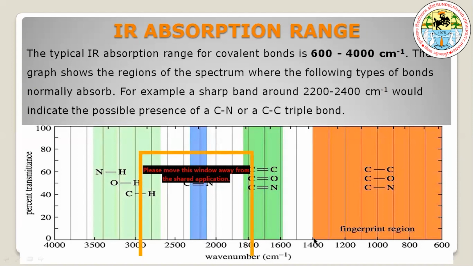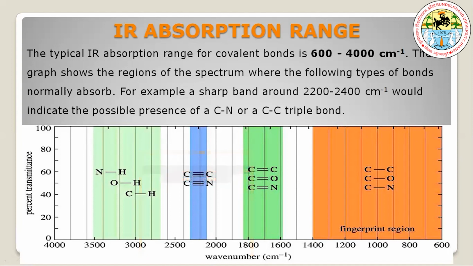The region which is called the fingerprint region is confined to 1400 centimeter inverse to 600 centimeter inverse, or sometimes it is 400 centimeter inverse also. In the fingerprint region, if the peaks are the same as the spectra of another compound, then both the compounds are the same. That's why this region is called the fingerprint region. And for the vibrations associated with your functional group, you will find the frequency region at a higher position, greater than 1500 centimeter inverse to 4000 centimeter inverse.